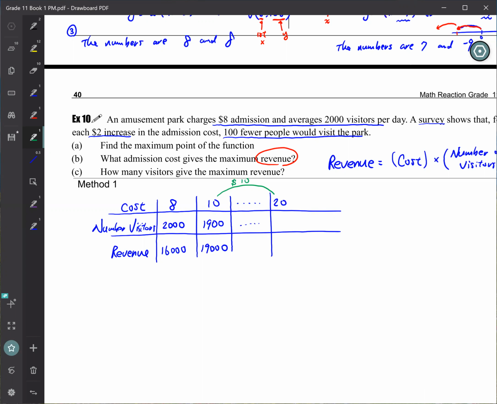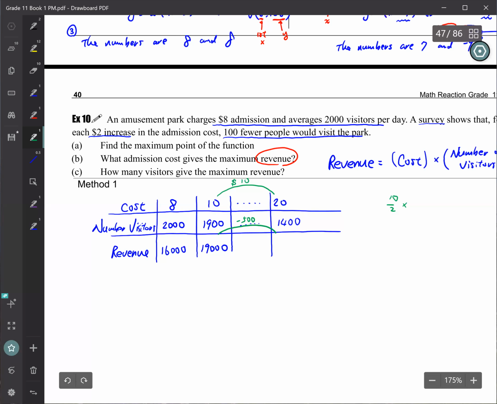Okay. So 10 divided by 2 is 5, then 5 times 100, which equals 500. So then you minus 500 from 1,900. That means you will end up with 1,400. Okay, let me write that down. 1,400. So this part here to here is minus 500.